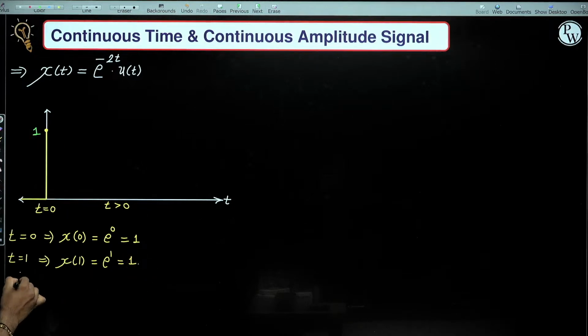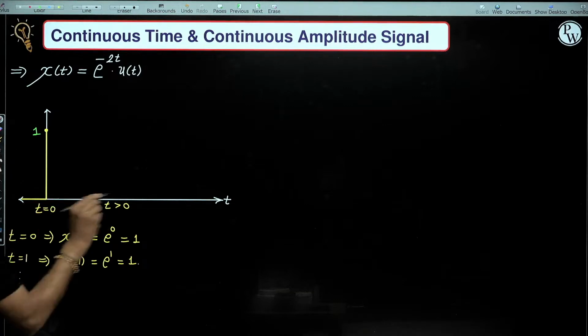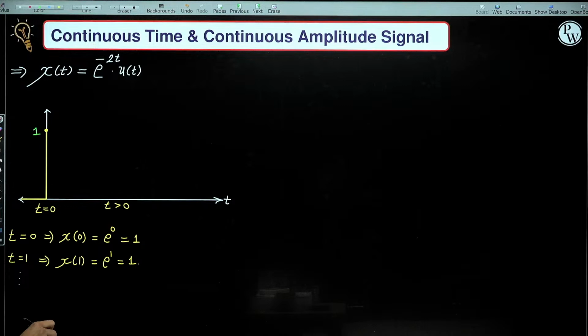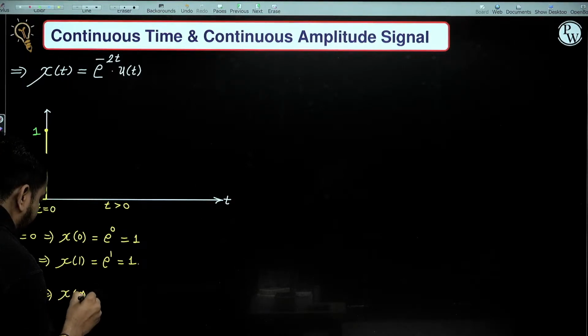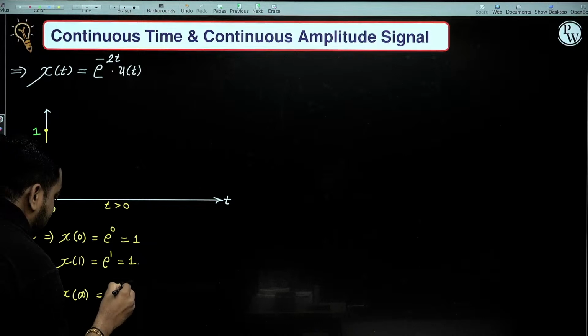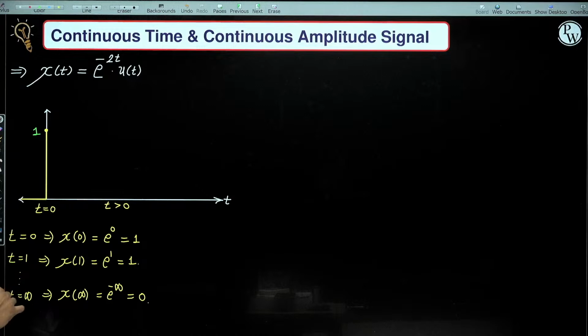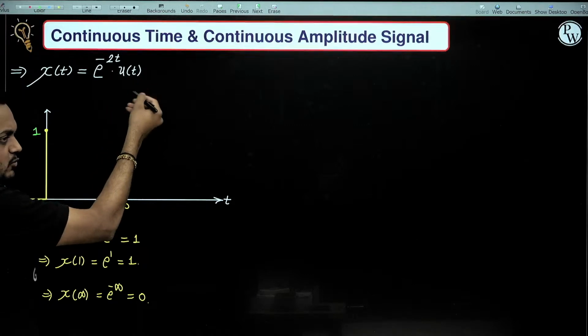In a similar manner, as you increase t in the positive direction, moving from t equal to 0 to infinite, amplitude is decreasing exponentially from left to right. Finally at t equal to infinite, the amplitude will be e to the power minus infinite, so amplitude will be 0. And here I am taking any value of t. In this you can take t integer or non-integer, both are valid.